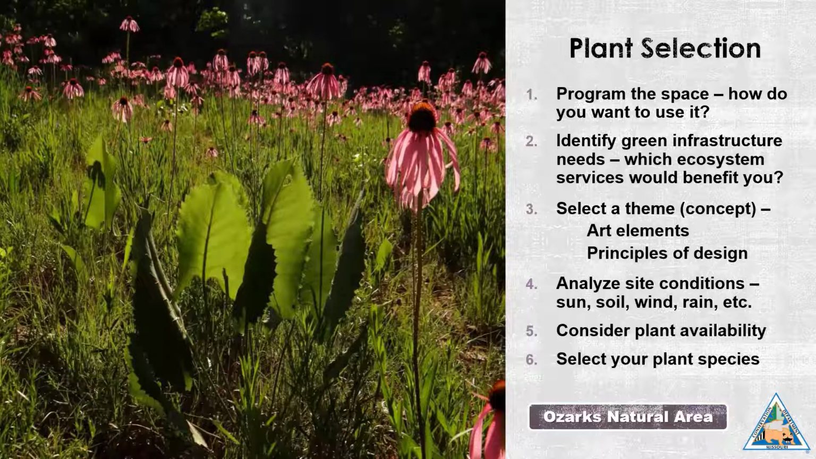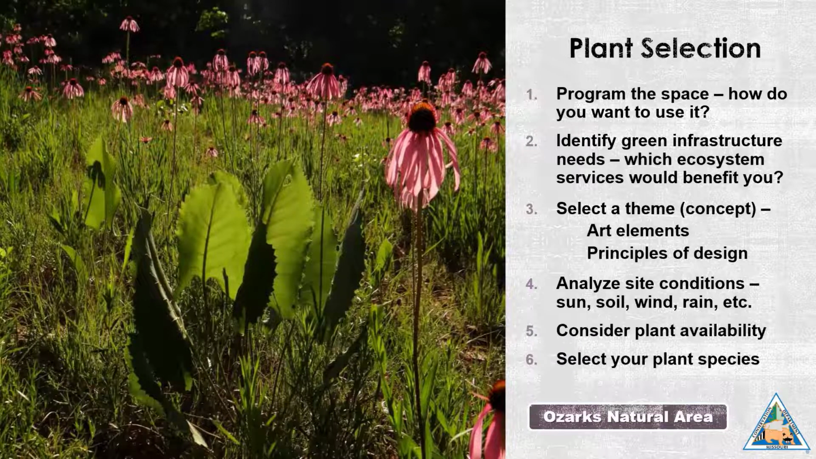I'm going to spend some time thinking about a theme or design concept, and this is where I'm going to rely on art elements and principles of design to help me convey that theme to people who use or view this space. Of course, you have to analyze your site conditions, so your amount of sunlight, your soil types, wind conditions on your site, and amount of rainfall it's going to get over the course of the year. Those are all very important to consider.